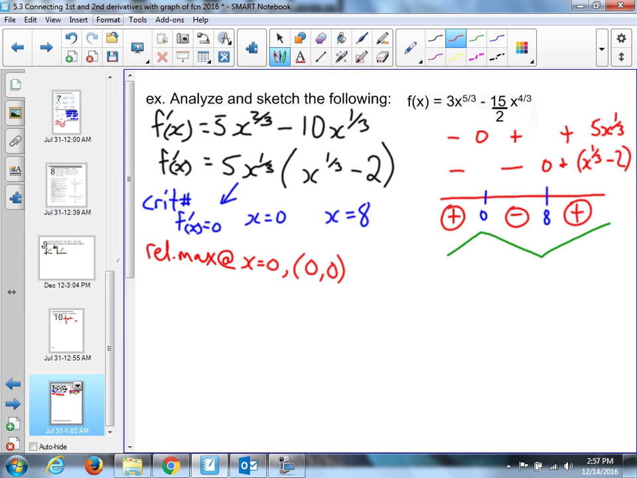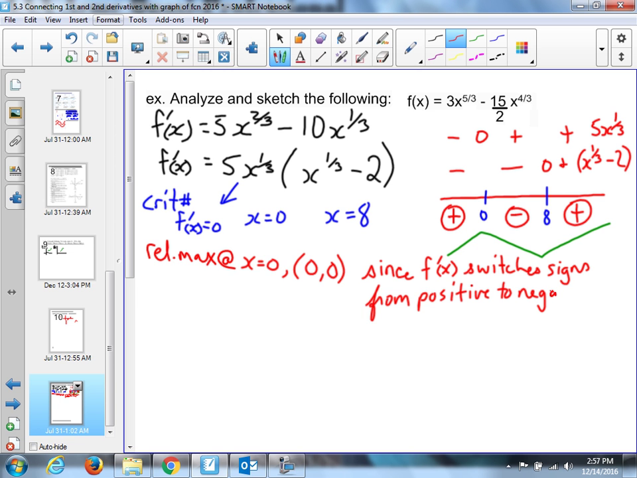Since f prime of x switches signs from positive to negative, then a relative min occurs at x equals 8.